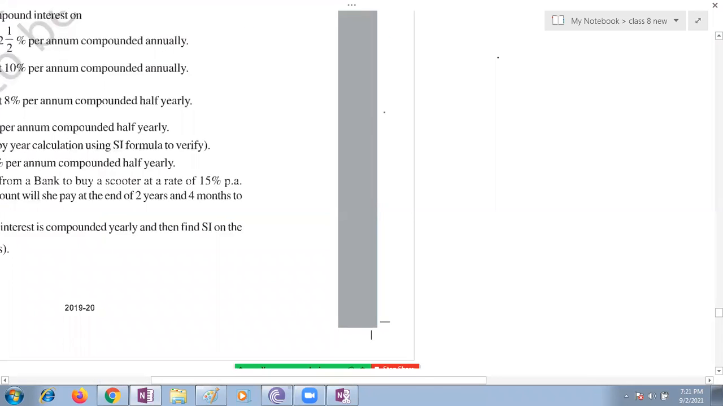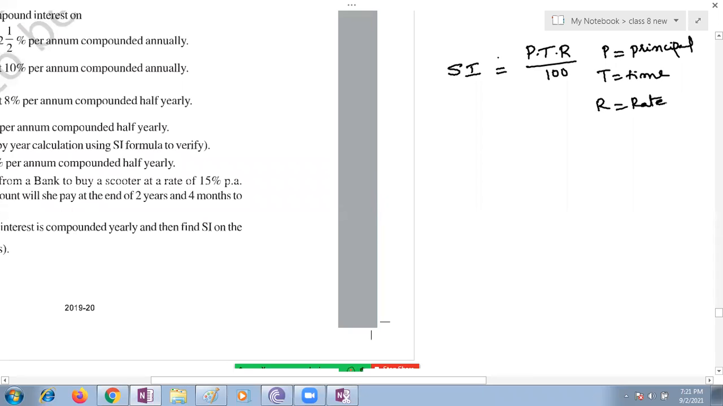Let me write that formula also, children. We can recollect the formulas, then we can go with our PTR by 100. SI means simple interest, PTR by 100, where P is the principal amount, T is time, and R is the rate of interest.